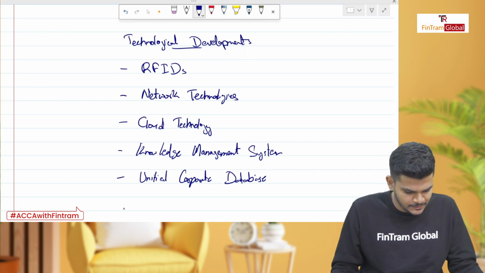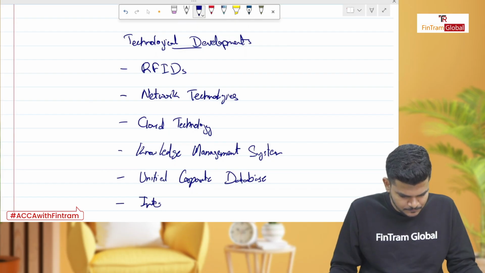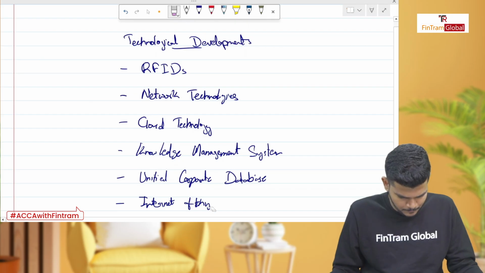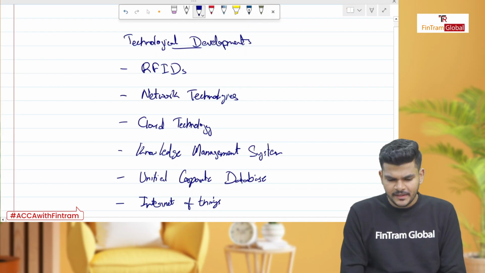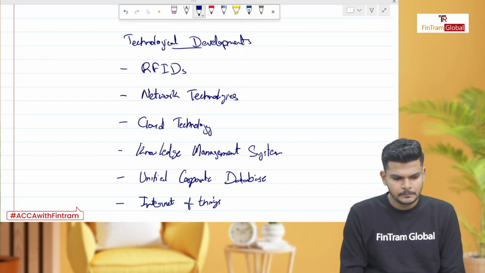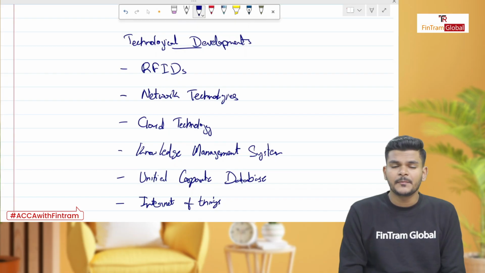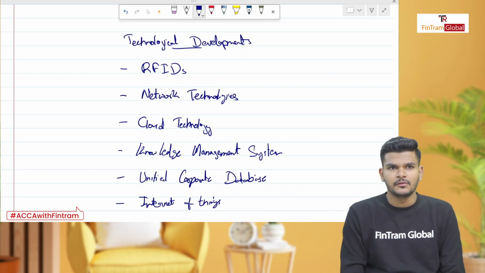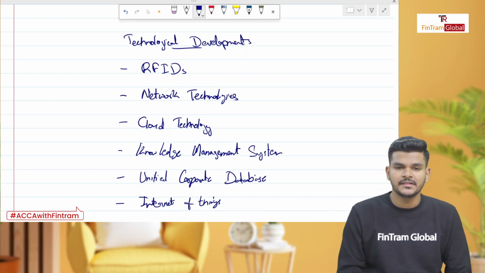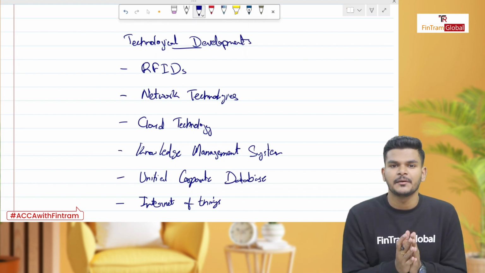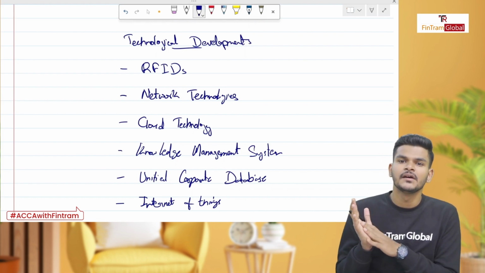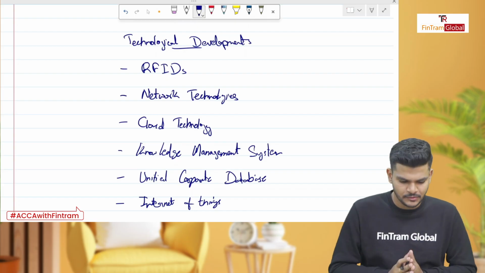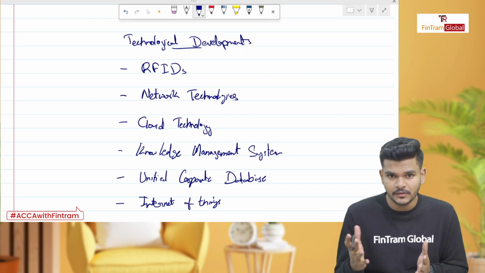Okay, folks. And of course there is the Internet of Things, which is another technology. What does Internet of Things mean? Basically, it's when all the devices, let's say smart devices, are interconnected with each other through some software and applications. That's what Internet of Things is all about, to put it in very simple terms. We call it IoT as well.